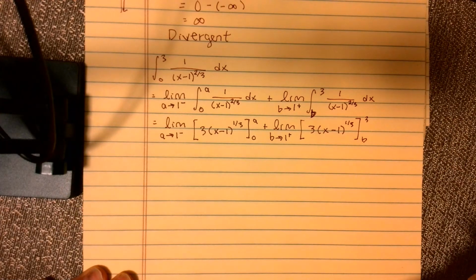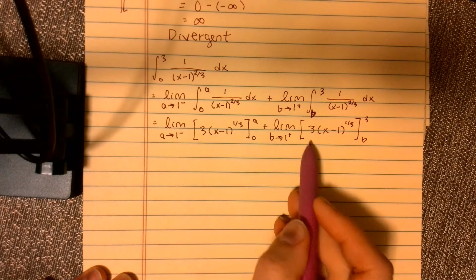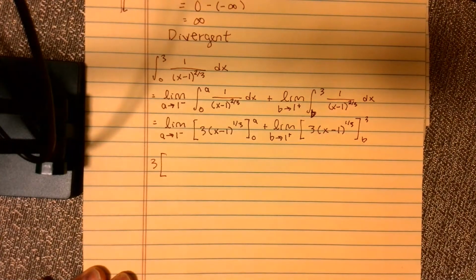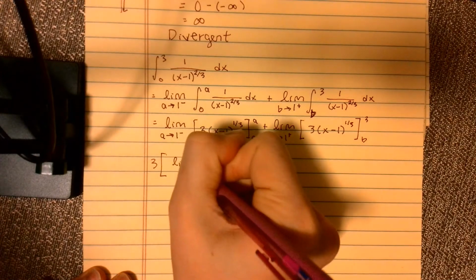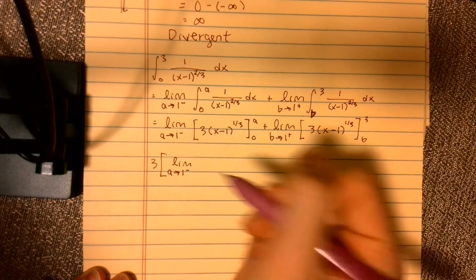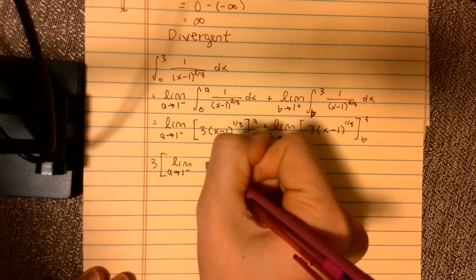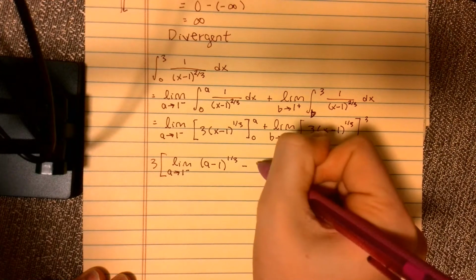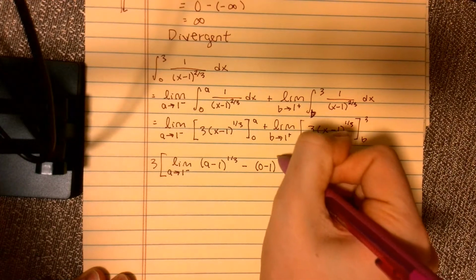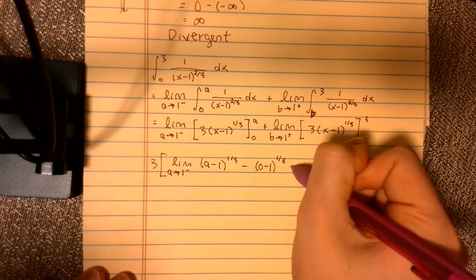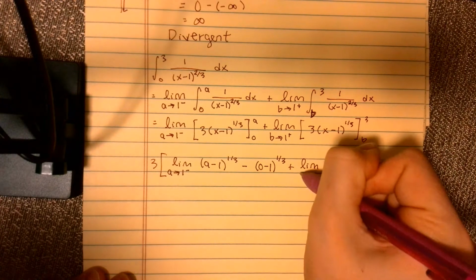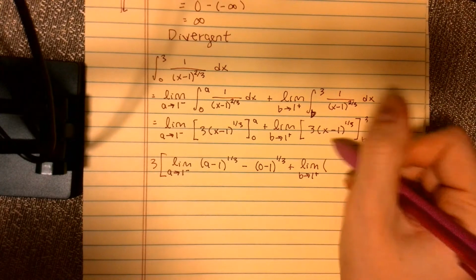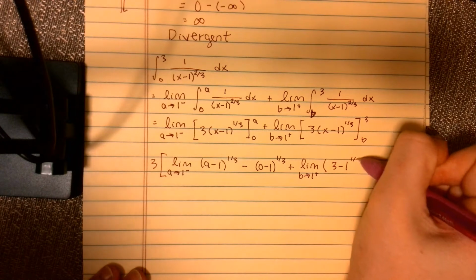Okay, so I'm going to do one thing. I'm going to factor this 3 out of both of them. I'm just going to put it all the way at the front and deal with it later. That way we don't have to worry about it now. Okay, so limit as a approaches 1 from the left of (a minus 1) to the 1/3 minus (0 minus 1) to the 1/3, plus the limit as b approaches 1 from the right of (3 minus 1) to the 1/3. Oh, I need parentheses.